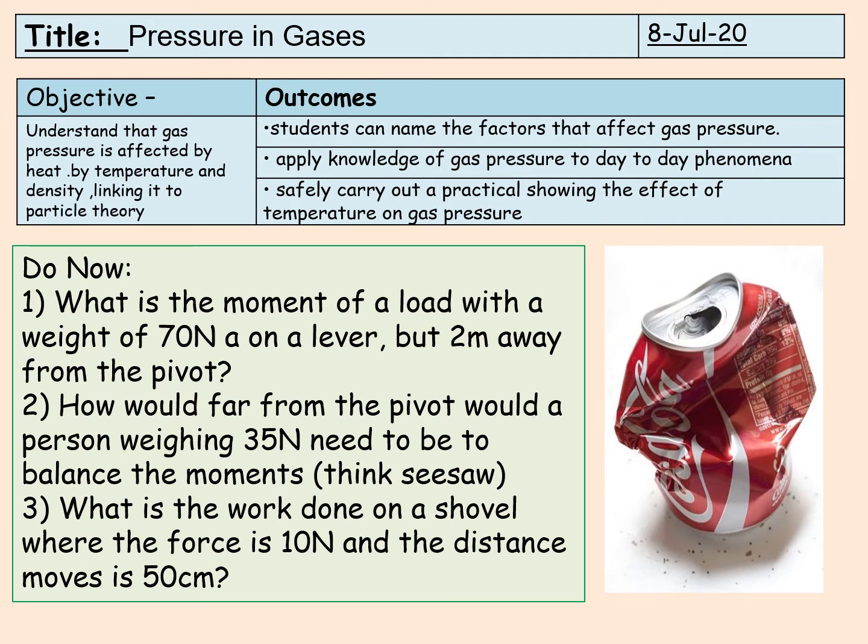What is the moment of a load with a weight of 70 newtons on a lever 2 meters away from the pivot? Number 2, how far from the pivot would a person weighing 35 newtons need to be to balance the moments? So think about a seesaw. Number 3, what is the work done on a shovel where the force is 10 newtons and the distance moved is 50 centimeters? Think back to your lessons on moments. The last 2 lessons have been on moments. Pause the video to do that now.